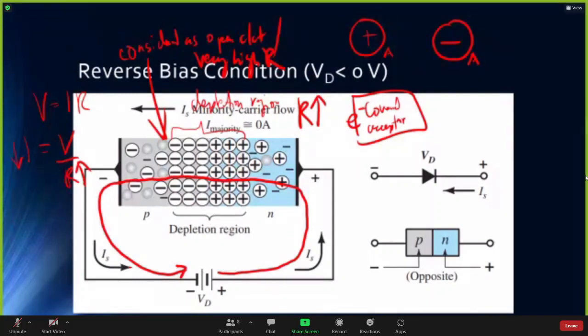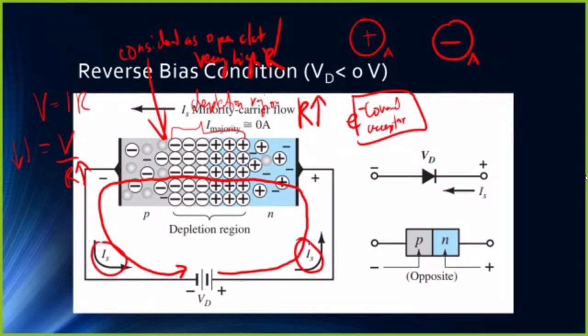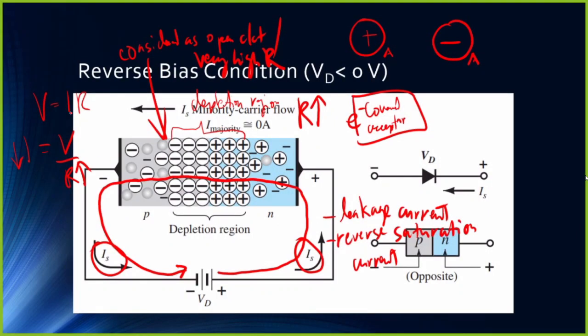So that is called I sub S. Ano ibig sabihin ng I sub S na yun? I sub S is what we know as leakage current or reverse saturation current. Yun yung I sub S. Yan yung kuryente na dumadaloy through a diode kapag naka-reverse bias. Yun yung reverse saturation current or leakage current.